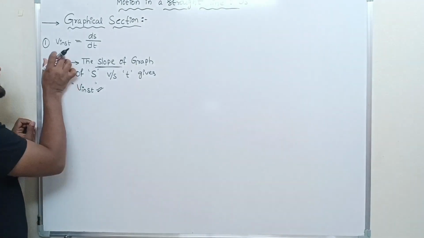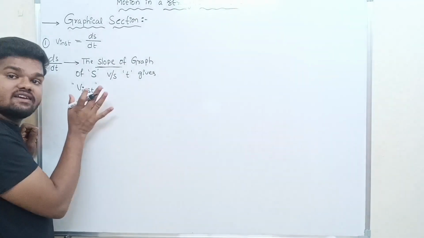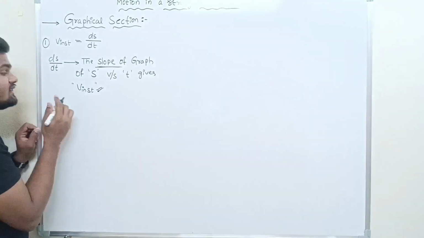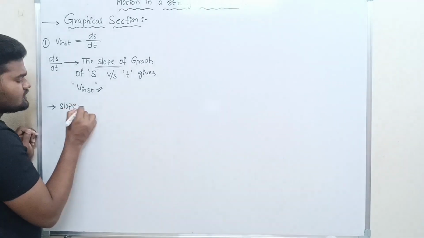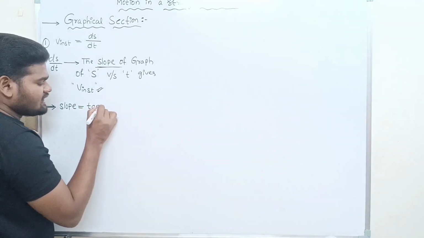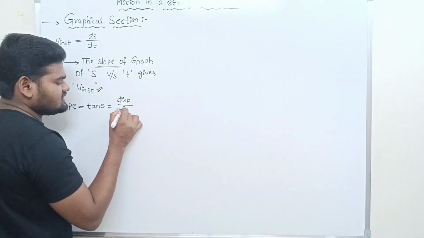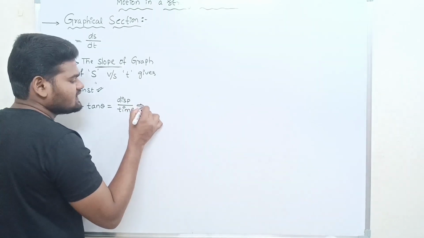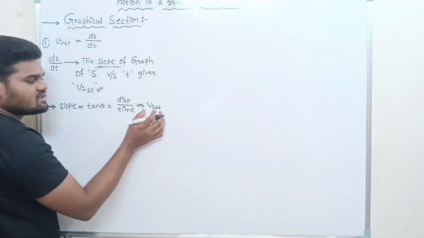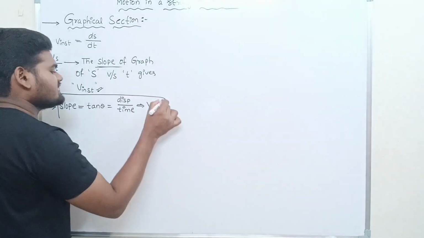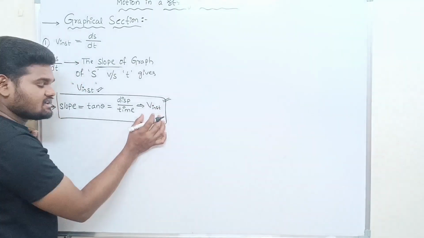So what is the meaning of ds by dt? The slope of the graph of s versus t gives instantaneous velocity. Is it clear? So how to find the slope? The formula for slope: slope can be given by tan theta. Tan theta is equal to displacement by time. So the graph of displacement versus time gives instantaneous velocity. So slope is equal to tan theta is equal to instantaneous velocity or velocity, whatever it is. This is the formula for instantaneous velocity.